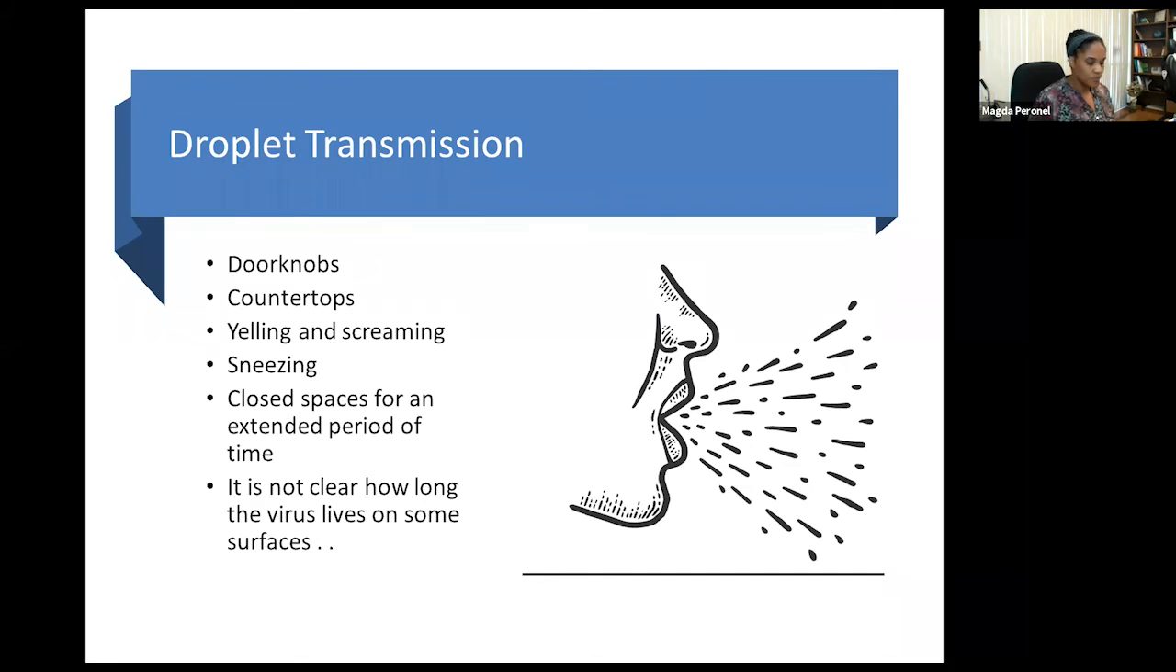All right, so droplet transmission, as we understand, can be on doorknobs, countertops. We are learning or have learned that yelling and screaming in a closed space can also facilitate an infection and transmission, sneezing. And it's also not very clear how long the virus lives on certain surfaces. We did have reports of it living on plastic and steel for 2 to 3 days, but those reports are still subject to scrutiny because we don't understand all the conditions in which the virus is active.